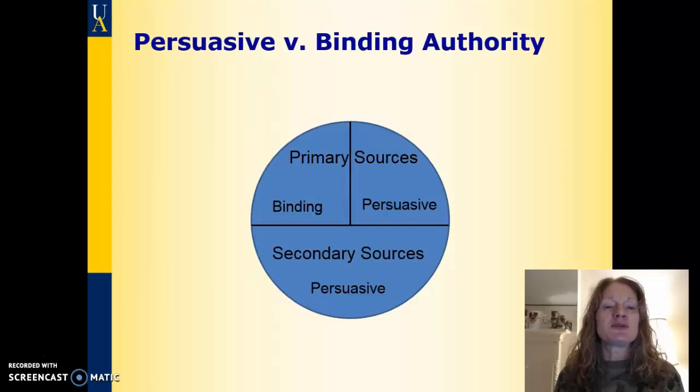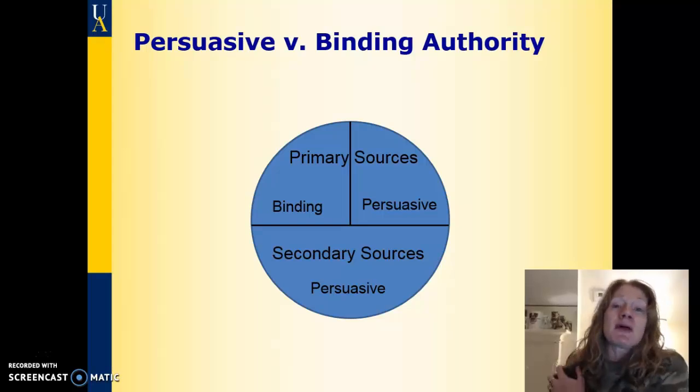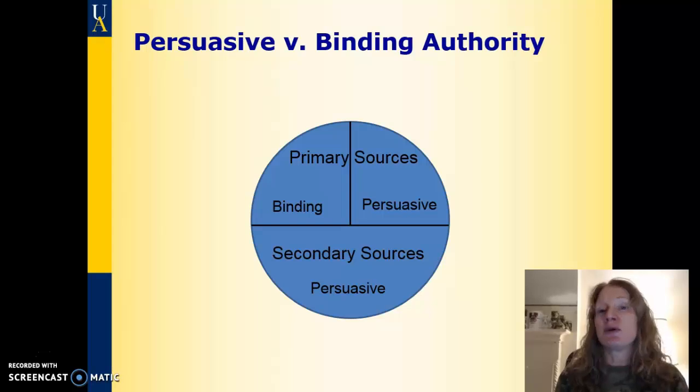Okay, so persuasive versus binding authority. Secondary sources are not the law itself, so they're always going to be persuasive only. What do I mean by that? If you write a brief and you cite to a case in that brief, and you submit your brief to a court, is the court required to follow the holding in the case that you cite, or is it merely persuasive to that court? They could choose whether they want to follow that prior court opinion or not. So secondary sources are always persuasive. Primary sources can either be binding or persuasive.